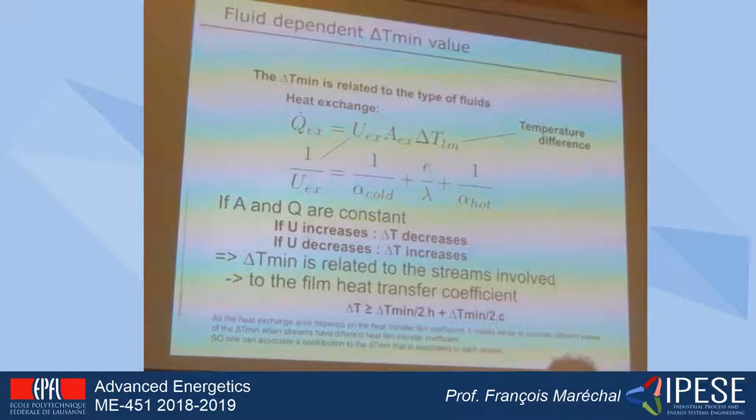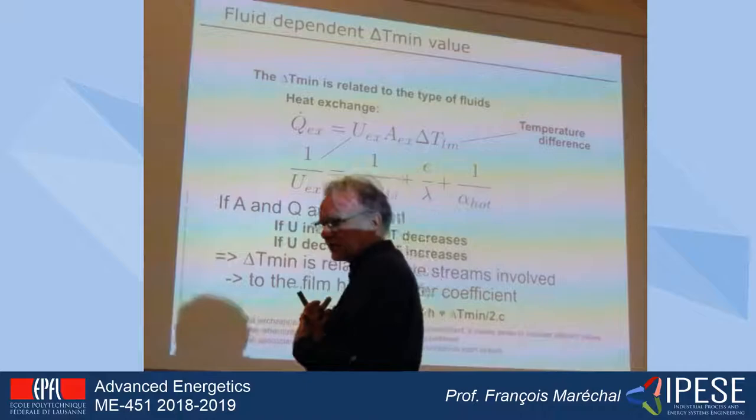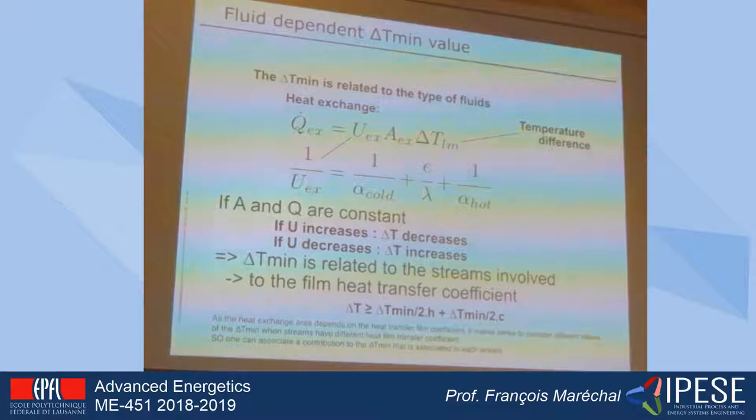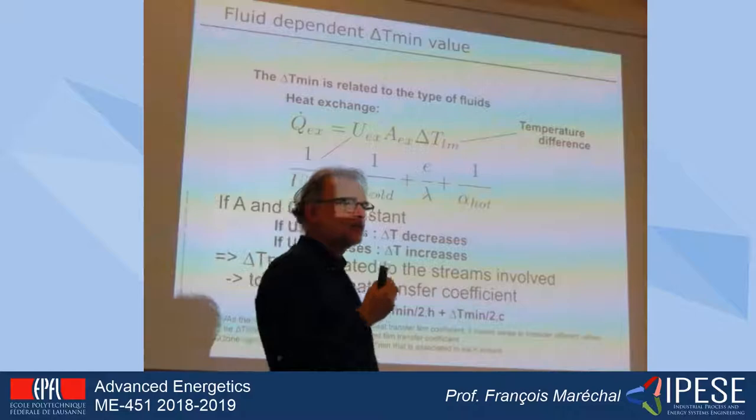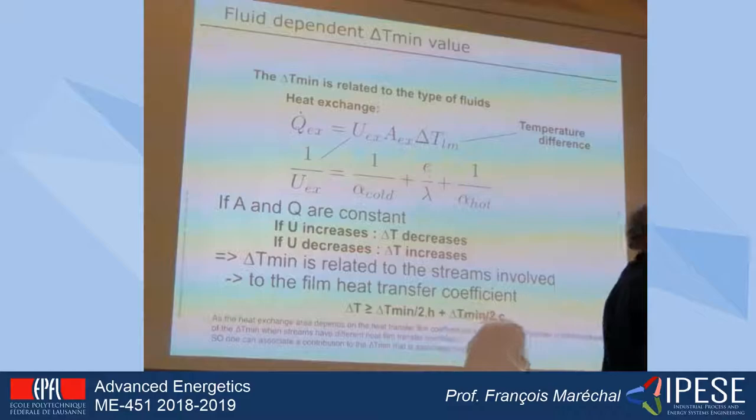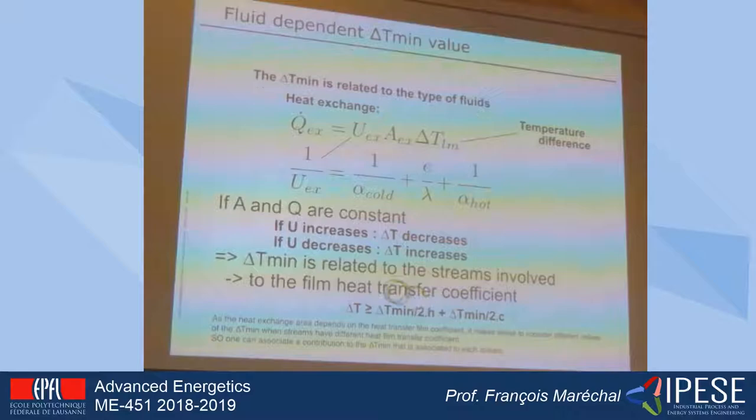I would not care. But if I have on the one hand a stream that is doing evaporation and on the other hand a gas that needs to be cooled down, then I would say that a priori the delta T minimum for the gas will be much higher than the one for a fluid that is going to evaporate. So what we can do then is to say, okay, instead of using a single value for all the streams, what I can do perhaps is to try to allocate a contribution to the delta T minimum that is related to the heat transfer coefficient of a fluid. Okay? Which means that in this case, the delta T minimum will be in fact the sum of a contribution from the hot and a contribution to the cold.